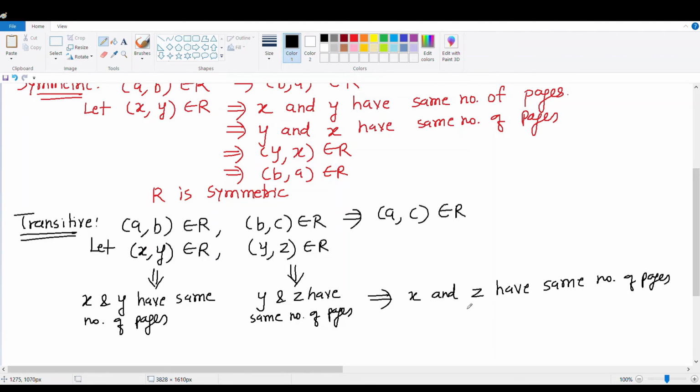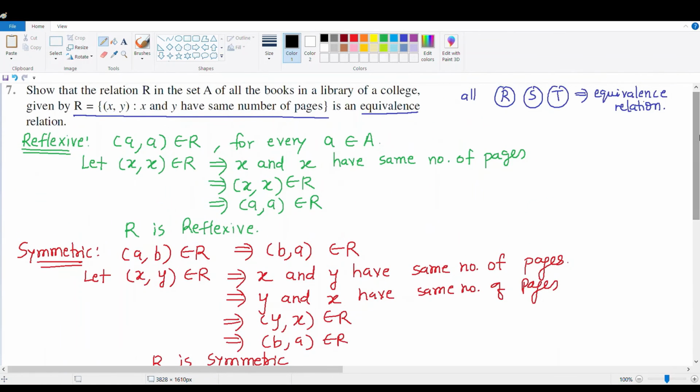And if x and z have the same number of pages, then we can say that x comma z belongs to R, and that means a comma c belongs to R, and that means R is transitive. Okay, so we were supposed to prove these three. Why? Because we were supposed to show that this relation R which you are given is an equivalence relation.